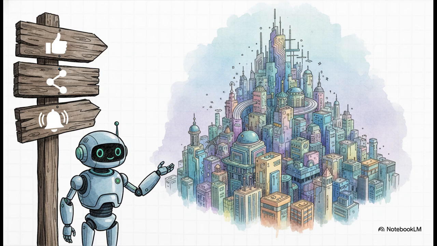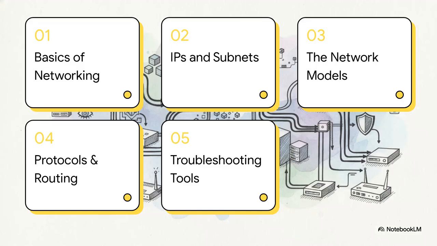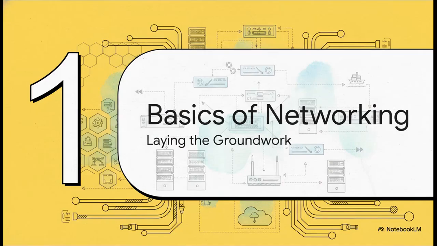We're going to break this whole thing down in very simple terms, completely in English, so let's jump right in. Here is our roadmap for today. We'll be covering the basics of networking, IPs and subnets, the network models, protocols and routing, and then wrapping up with the troubleshooting toolkit. Starting with number 1, the basics of networking.